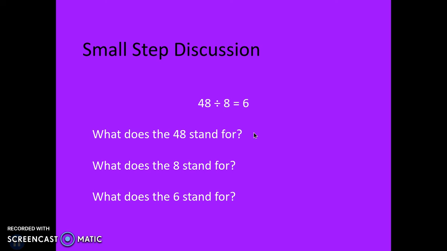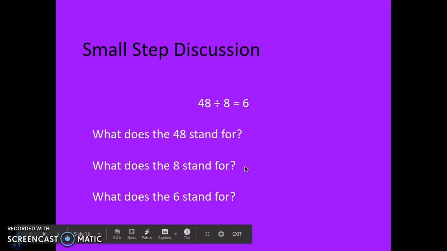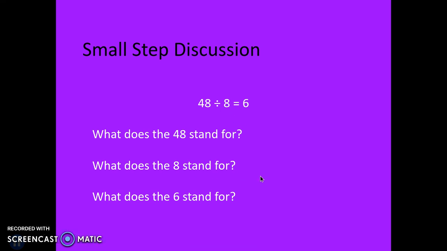If you said that's how many pencils she has altogether, that's the whole amount that she has, then you're correct. Remember that we divide the whole number that we have. What does the 8 stand for? You're exactly right if you said it stands for the 8 pencils that she wants to give to each friend. The 6 stands for how many friends she is able to share those 48 pencils with.